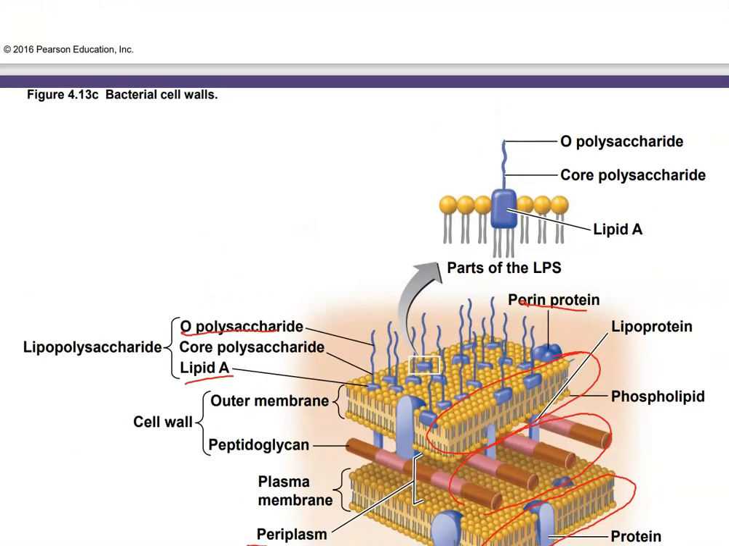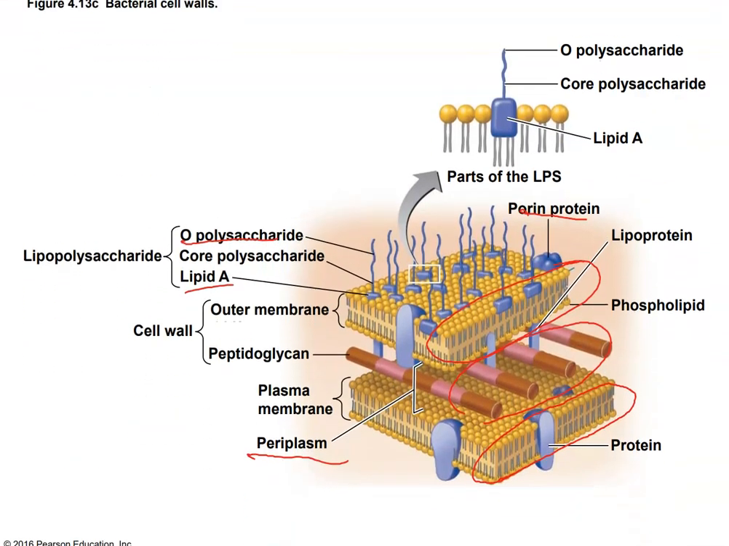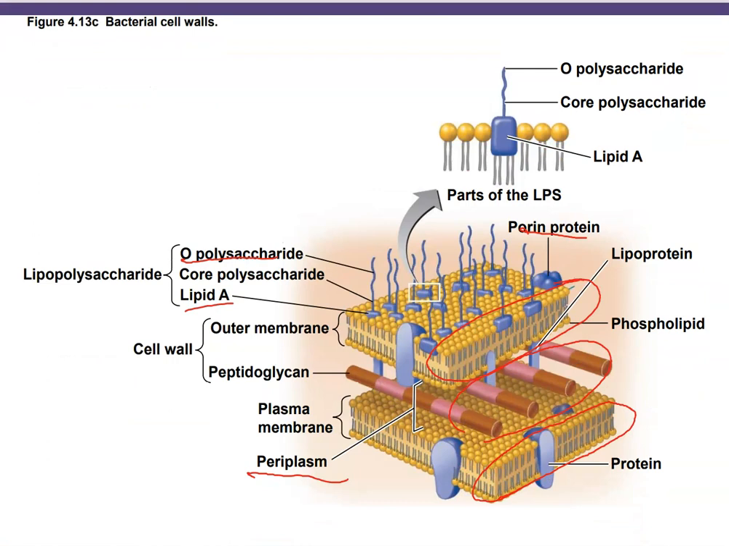Maybe one more thing here: the O polysaccharide that we talked about earlier can cause an immune reaction. That's what these blue things that are sticking up are. And that O157 in that particular type of E. coli causes a pretty bad immune reaction.